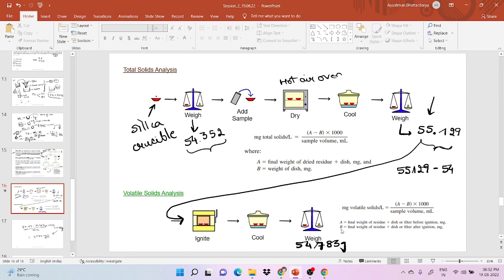Okay, got it. Since they have asked in milligram per liter, you have to consider the sample volume here. Okay, now it's clear.